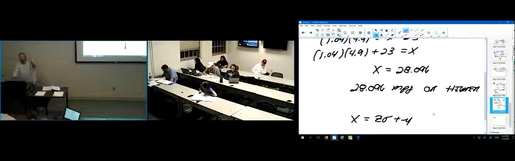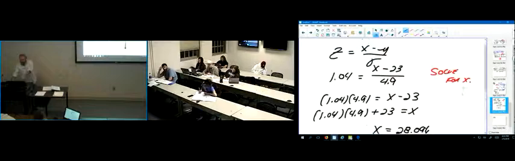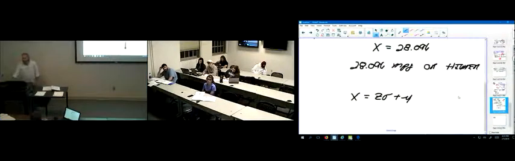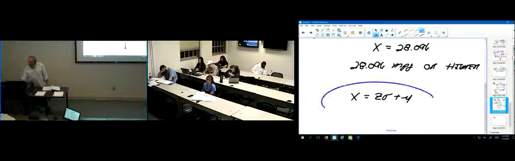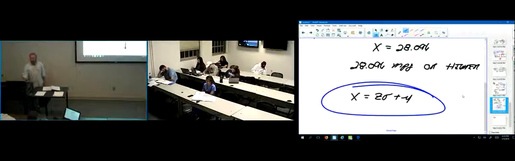The z was 1.04, the standard deviation was 4.9, so it's actually z times sigma, and then what's the plus 23? The plus 23, that's plus your mu, right? You know what I did, right? I just took this formula up here, and without any numbers in there, I solved for x. What do I get? This is actually what we're doing here. That's the formula that we're using.